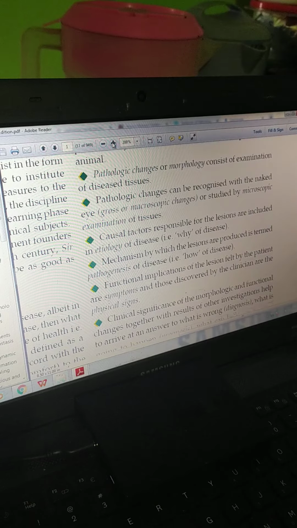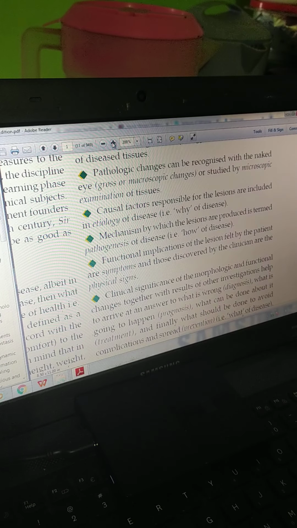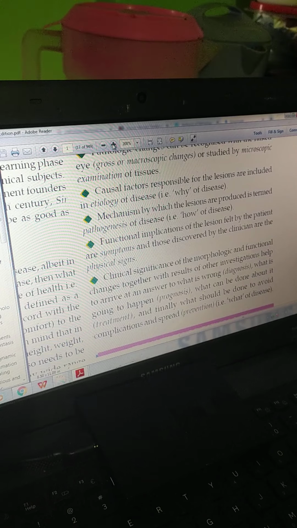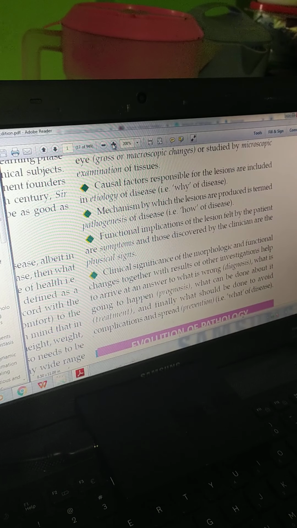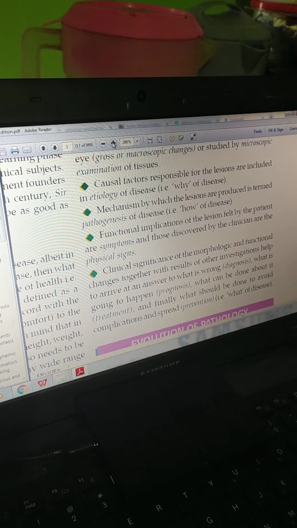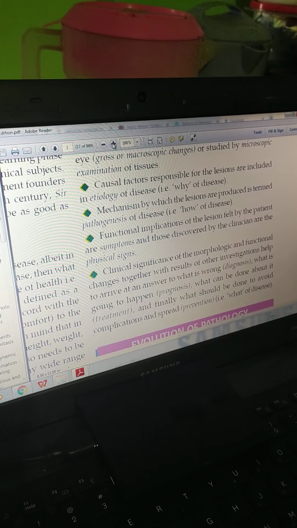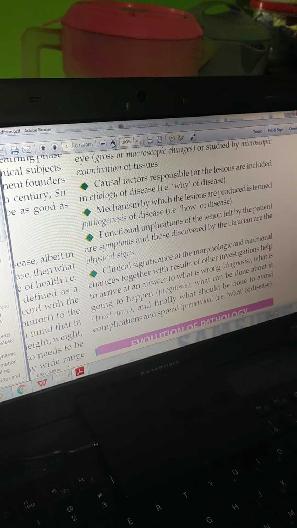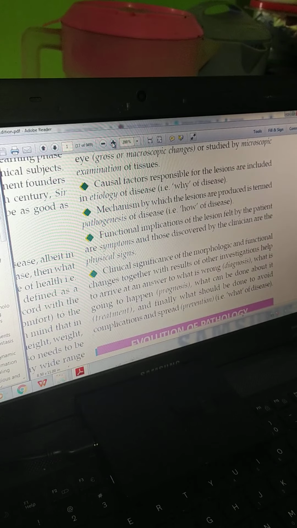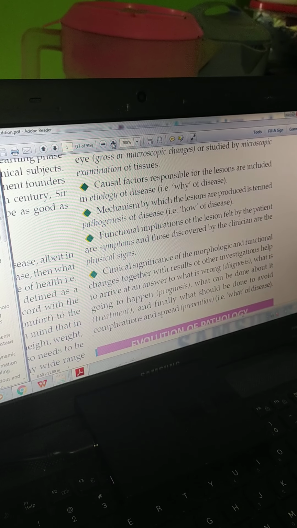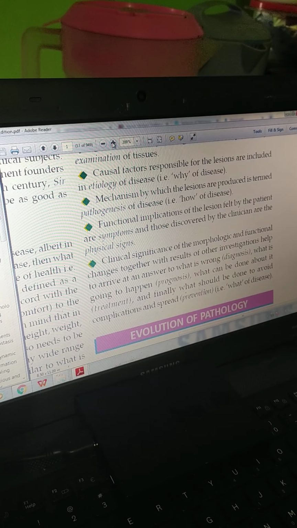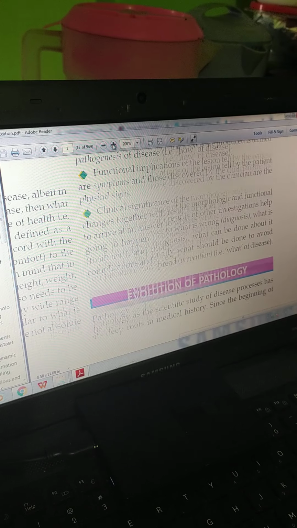Functional implications of the lesion felt by the patient are symptoms. Those discovered by the clinician are the physical signs. Clinical significance of the morphologic and functional changes together with results of other investigations help to arrive at an answer to what is wrong, diagnosis, what is going to happen, prognosis, what can be done about it, treatment. And finally, what should be done to avoid complications and spread, prevention, the what of disease.